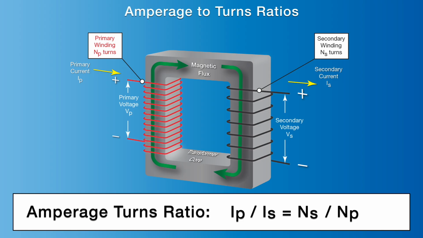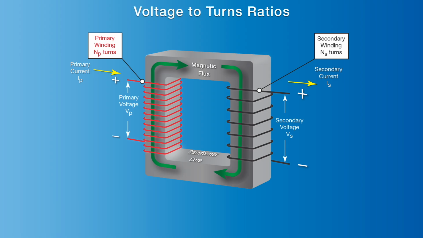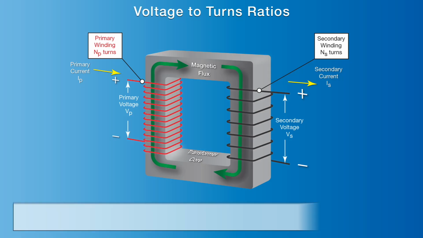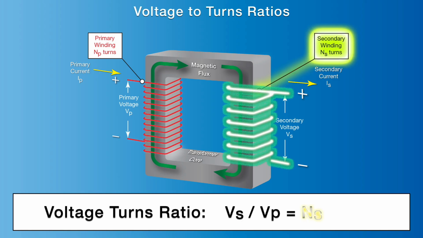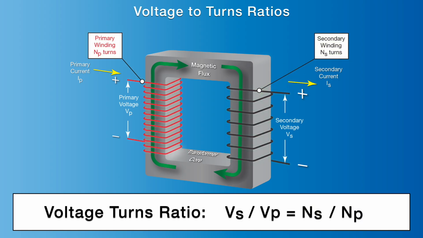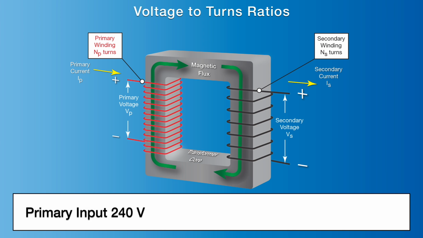In a step-down transformer, voltage to turns ratios are used to determine the output voltages based on the input voltage and the primary and secondary turns ratios. Again, using a step-down voltage transformer diagram, the ratio formula is now based on voltage to turns ratio: Vs over Vp equals Ns over Np. Therefore, in a step-down transformer, when the primary input voltage is 240 volts and the turns ratio is 2:1, whereby for every two primary coils there is one secondary coil, the secondary output voltage is 120 volts.